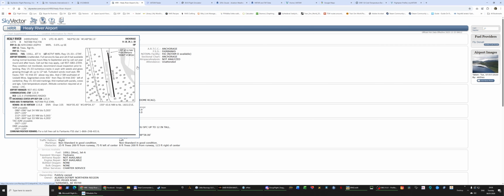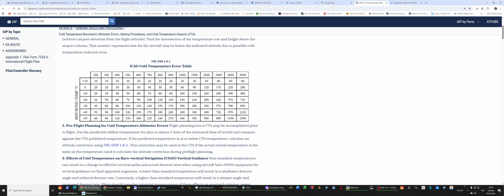Mainly this kind of concerns, let's say, arrivals. But we will review some departure procedure, and it has some altitudes, and I believe that it's very reasonable to apply that cold temperature altitude correction also there. How does it work? This is the ICAO cold temperature error table, and what it actually means is something like this.